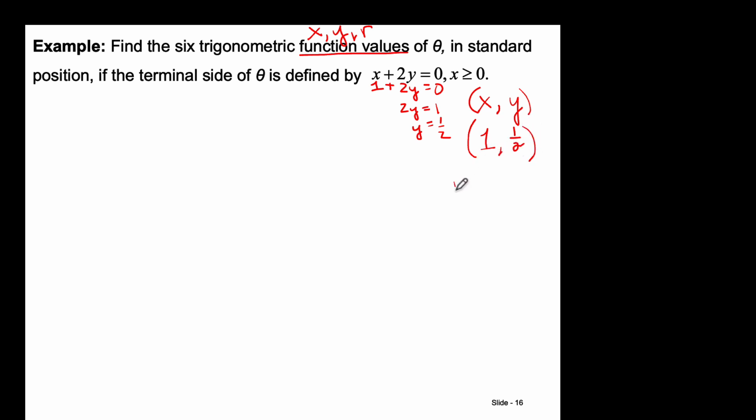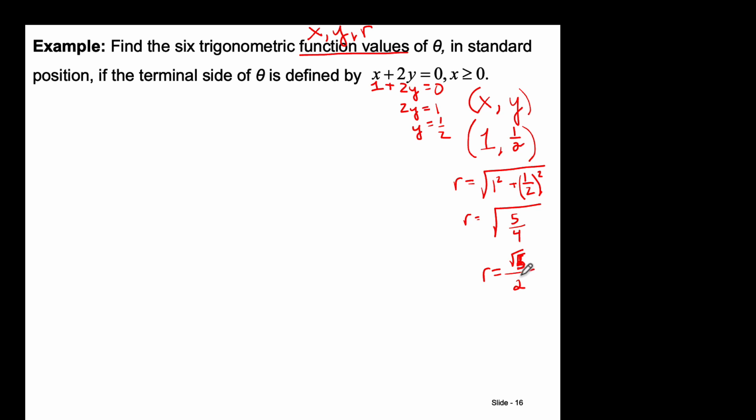That would work. Then you could find your r by doing the square root of x squared plus y squared. And that would give you a radius of square root of 1 plus, this would be 1/4. 1 plus 1/4 would be 5/4. So that would be the square root of 5 over 2. Okay, so you could go with these values if you want. You can use x equals 1, y equals 1/2, and r equals radical 5 over 2.